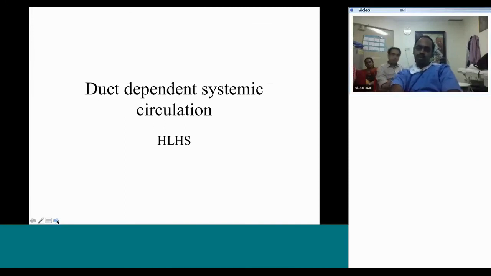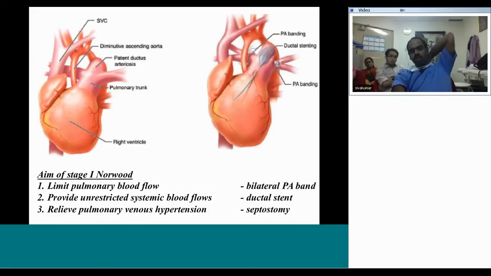Duct dependent systemic circulation, we are coming to the end. This is used in hypoplastic left heart syndrome. The basic aim of stage 1 Norwood procedure is, you have a patient who is having a systemic right ventricle which is pumping into the pulmonary artery. From the pulmonary artery through the ductus, you fill the descending aorta and the ascending aorta. Ascending aorta is hypoplastic and most of the time aortic valve is closed.